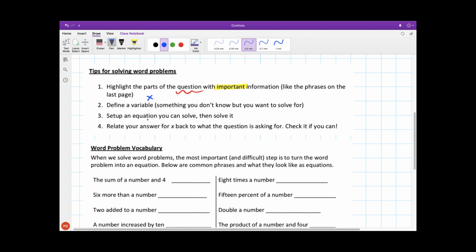Once you have your variable, you want to try and set up an equation using the information that you highlighted beforehand and then solve. A reminder that you need an equation. That means there's an equals sign somewhere in order to solve it. The last step, and this is one that a lot of people miss out on, is to take whatever your x was and relate it back to what the question is actually asking for. So just because you solved x equals 3 doesn't mean the answer is 3. So make sure that you go back and always, if you can, check your answer.